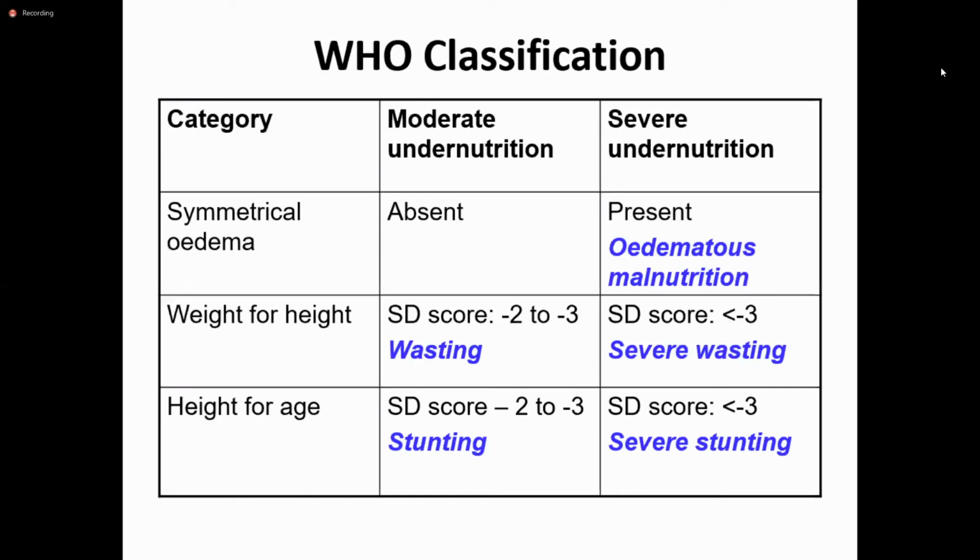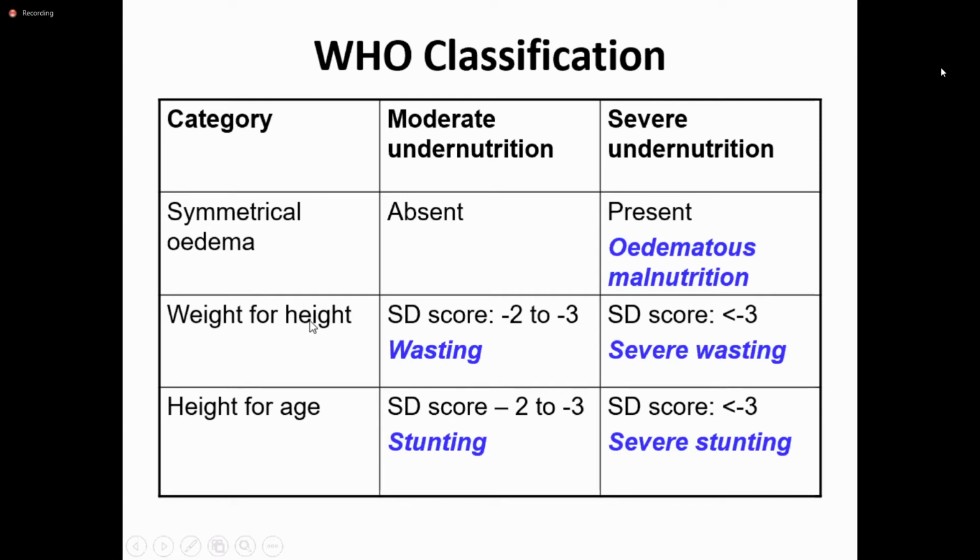Now, this classification you should remember fully. Nowadays, we use the WHO classification for categorization of malnutrition. It is classified into two: moderate undernutrition and severe undernutrition. And three parameters are taken: presence of edema, weight for height, please remember it.